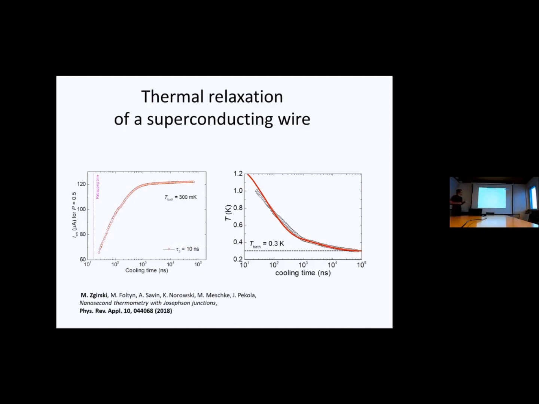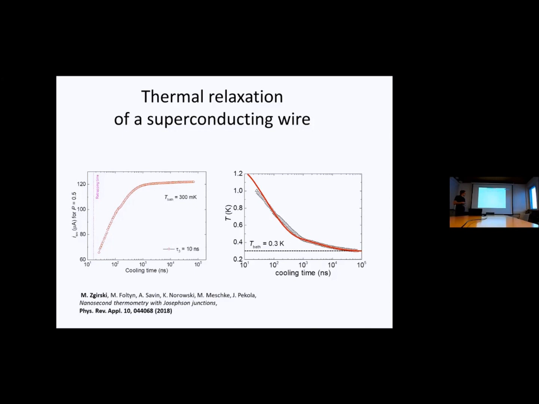And we observe the temperature, that is, we observe the switching current of the bridge as it cools down with this pump and probe protocol. So here we have cooling time, here switching time. You see that the first points that we can measure are maybe 25 nanoseconds after sending the heating pulse, because we need to provide some time for the bridge to actually come back to the superconducting state, and only then the method starts to work.